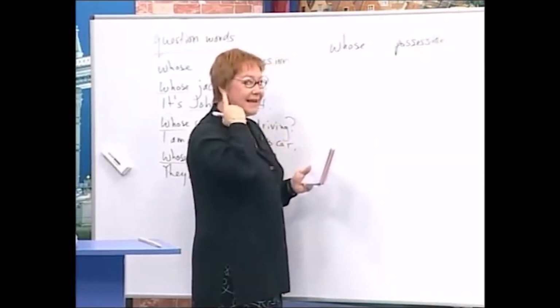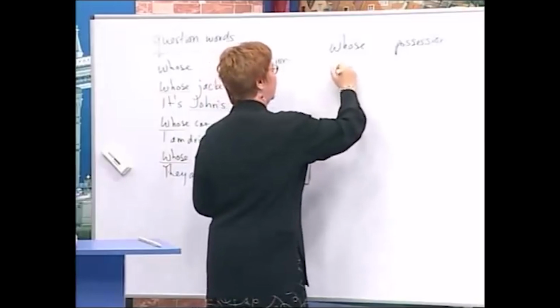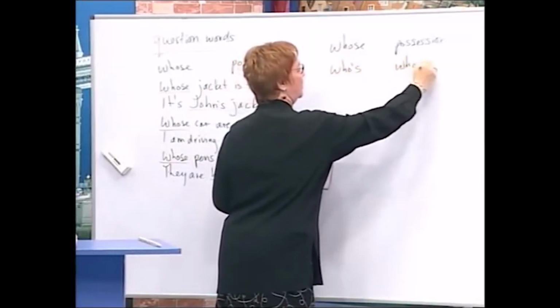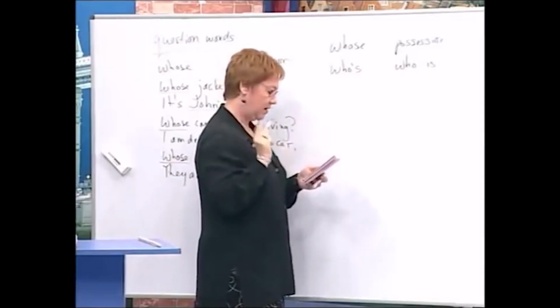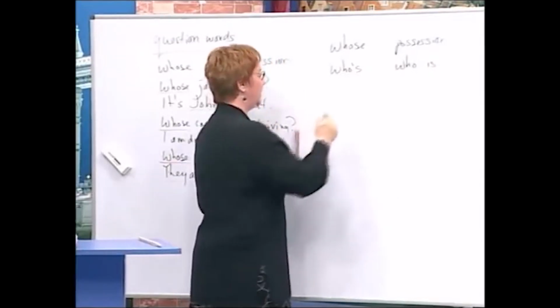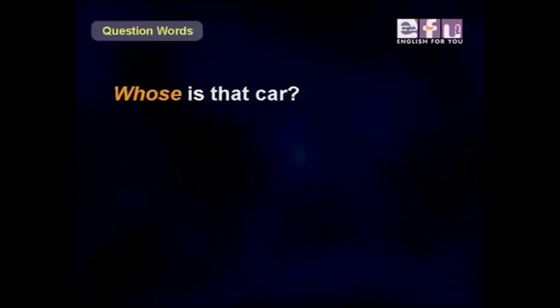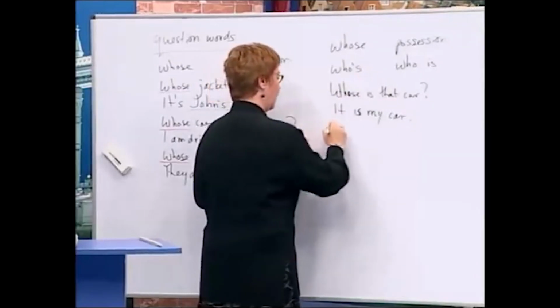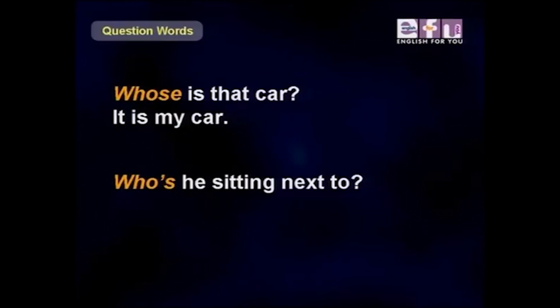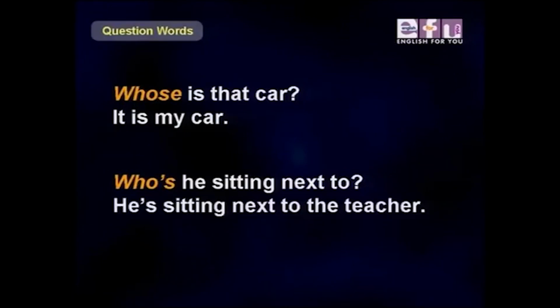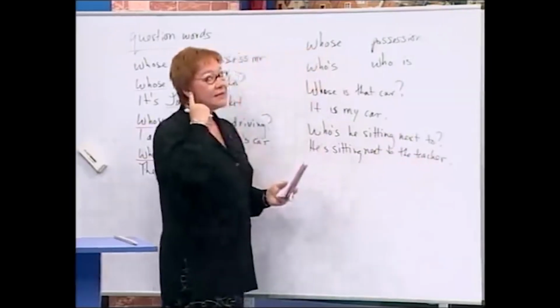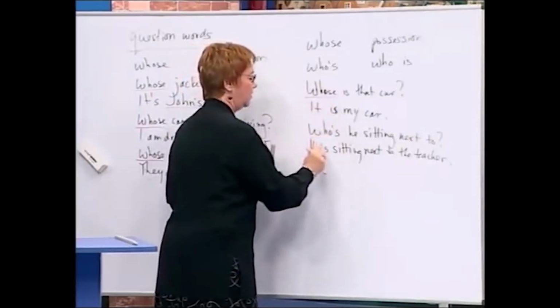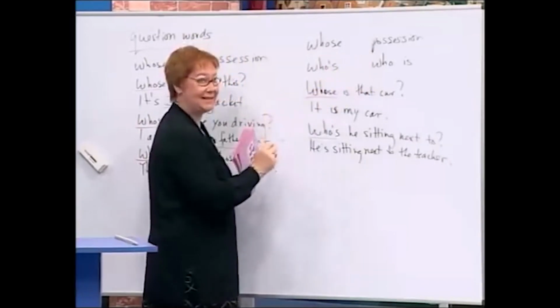The other one, same sound, different meaning, is whose. This means who is. Okay? Very different. So, for example, we could say, whose is that car? It is my car. Possession. For this one, who's he sitting next to? He's sitting next to the teacher. Same sound, different meaning. Whose, possession. Who's, who is. Okay?